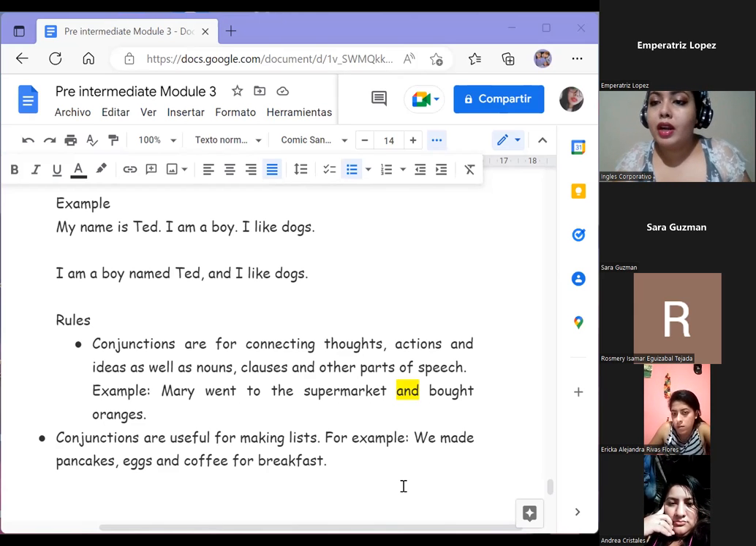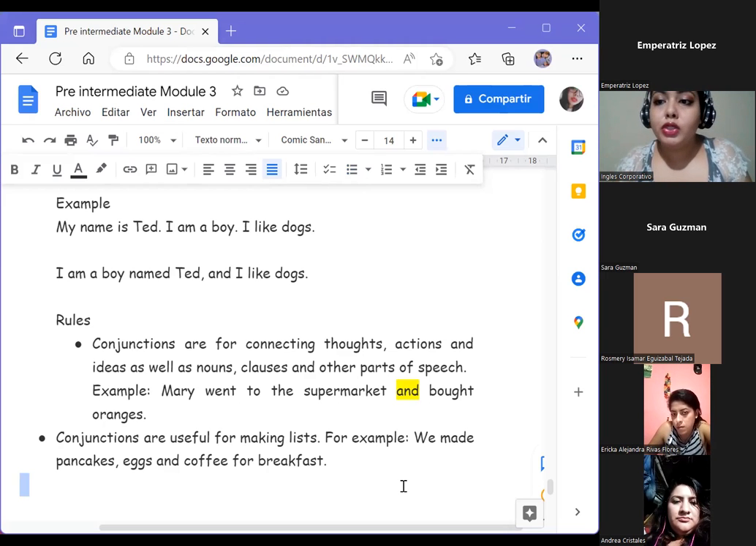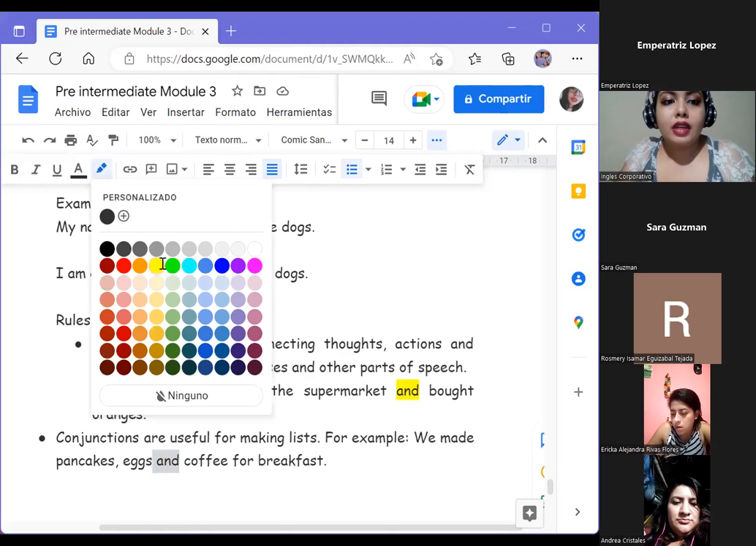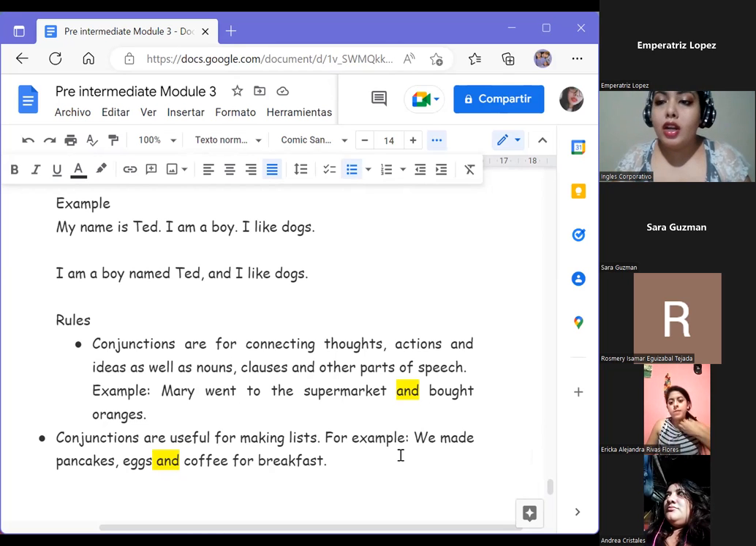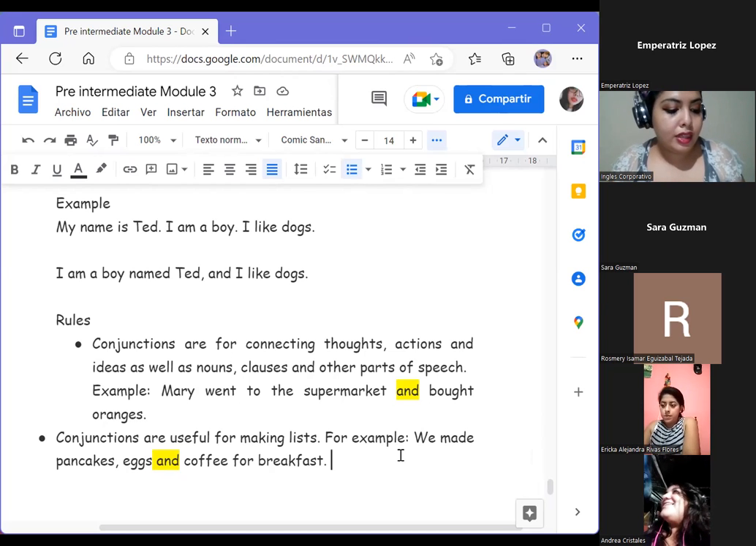I was saying that when we are creating this kind of list, when we are doing something or having something in a specific order, we are going to use the conjunction, and in this case, we have the word here. And that is connecting the things that we are doing. In that example, we said that we were making something for breakfast, and we made three different things. We made pancakes, then we made eggs, and at the end, we made coffee. So in that case, we use the conjunction to connect that list.